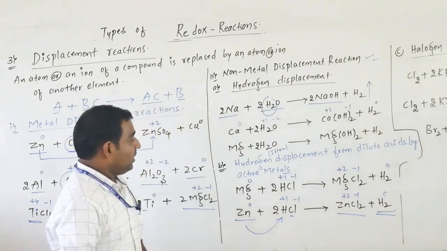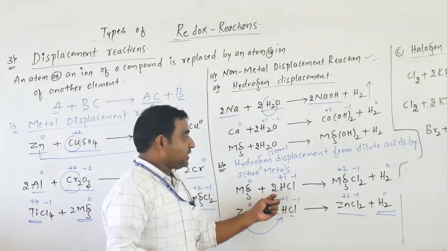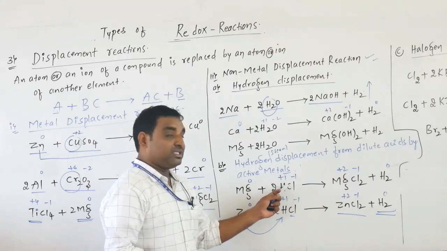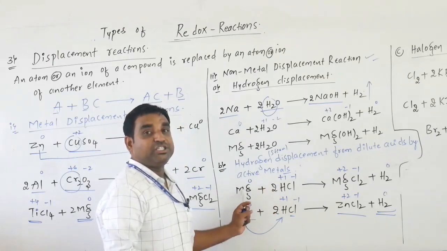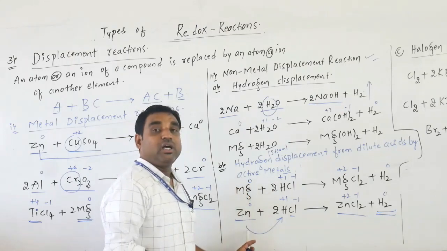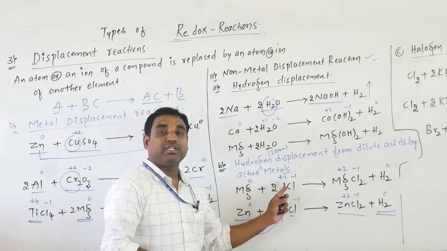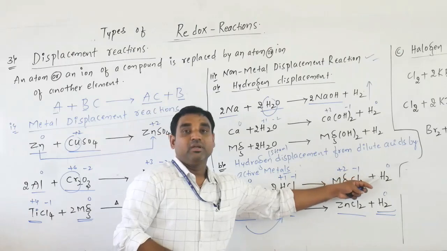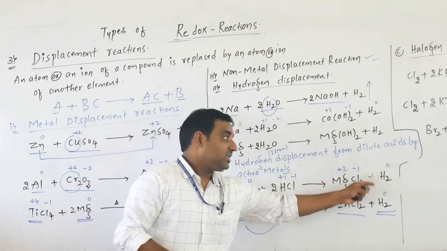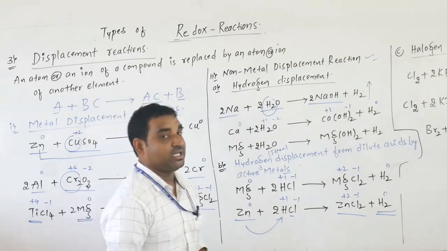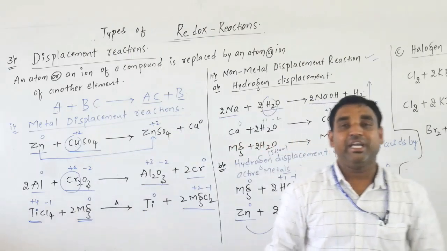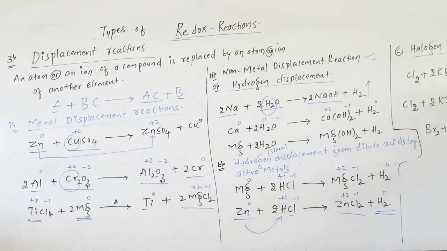So here hydrogen is displaced from the dilute acids when it reacts with the active metals like magnesium and zinc or iron or any other active metals. When it reacts with the dilute acids, hydrogen will be released as a gas. So that is what we are calling hydrogen displacement or non-metal displacement. And one more non-metal type is halogen displacement reactions.